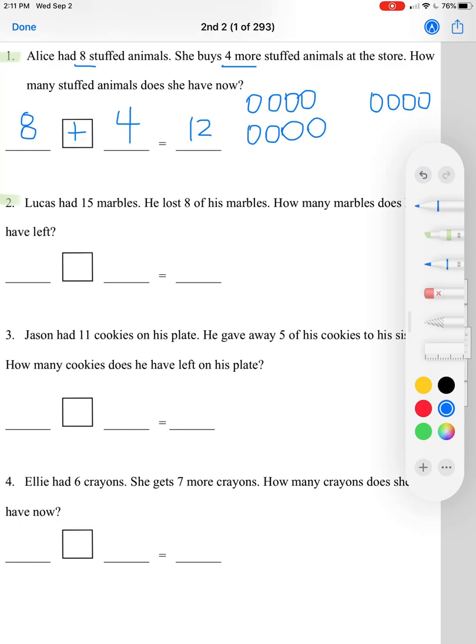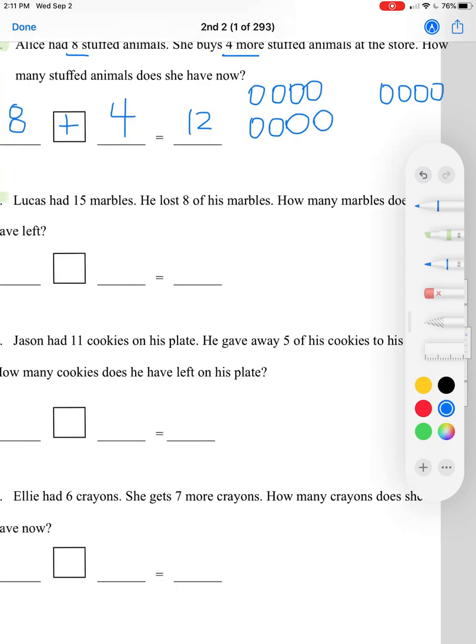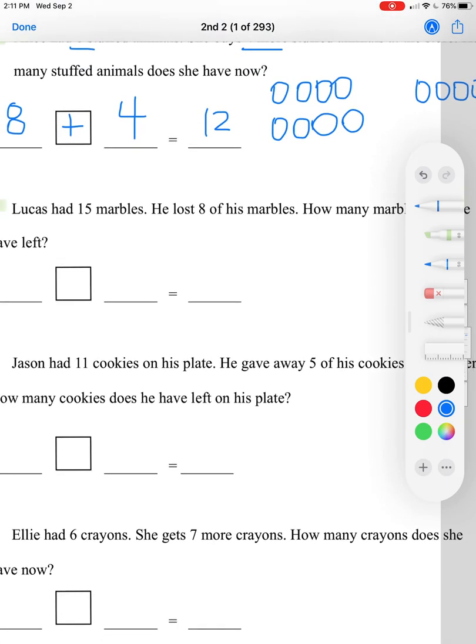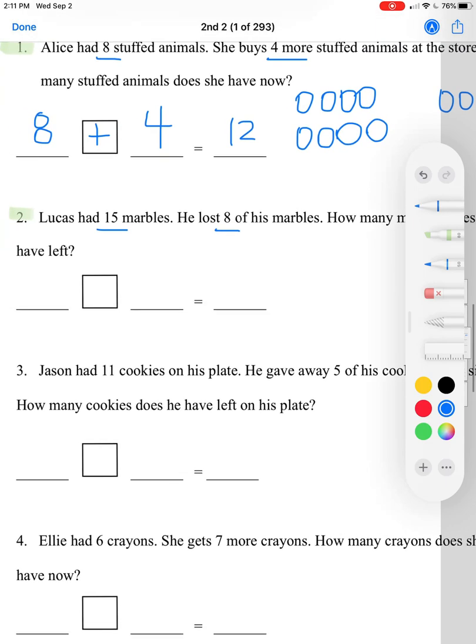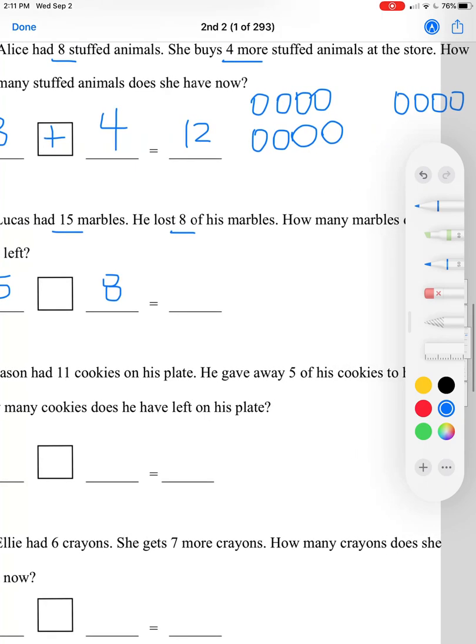Now we have Lucas had 15 marbles. He lost 8 of his marbles. How many marbles does he have left? So here he's losing some marbles instead of getting new marbles. So we know that we're going to start with 15. We have 8. Now to find out whether we're going to add or subtract.